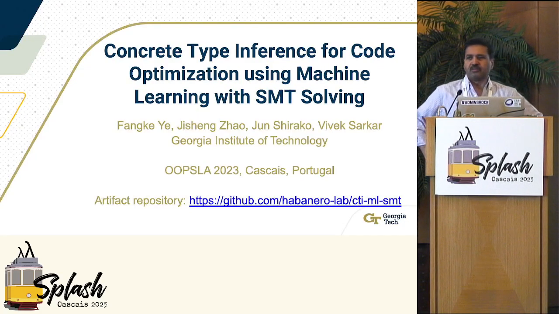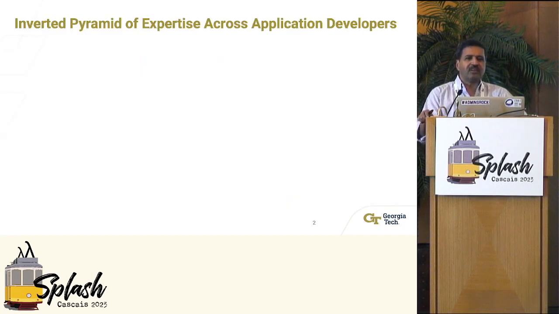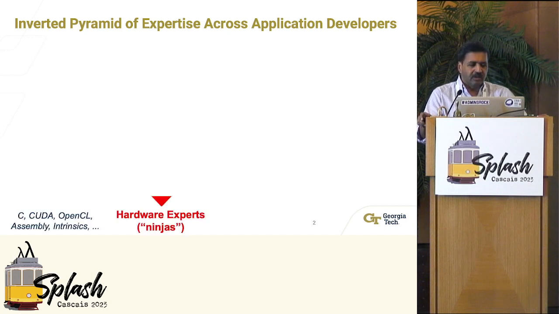It's a pleasure to present this work from our group, and it's unfortunate that the lead PhD student, Fangke, could not be here. So let's step back and look at the broad space of application developers. What we see in today's era, especially as we approach the end of Moore's law, is that carrying a lot of the burden are ninja programmers who are hardware experts. They code in C, in CUDA, in assembly, hardware intrinsics for all the new kinds of accelerators coming out.